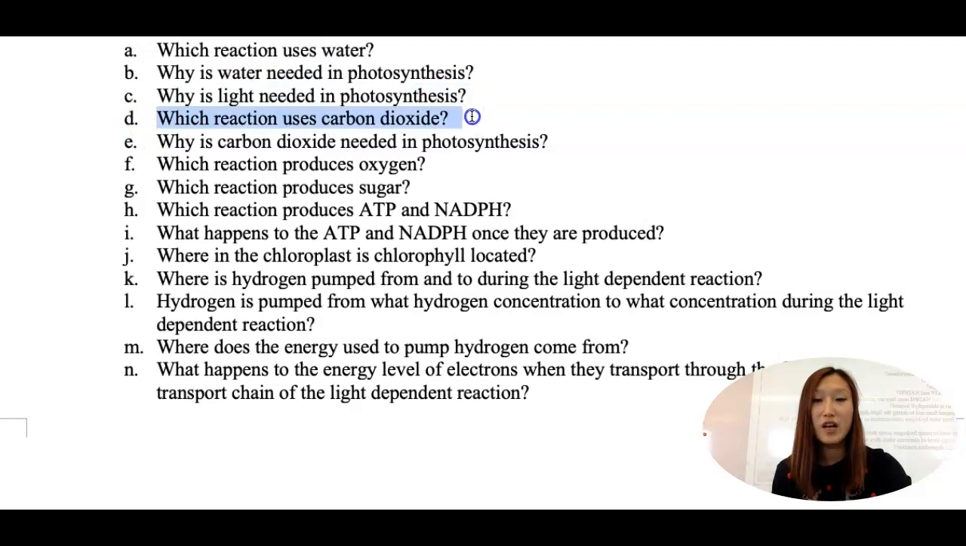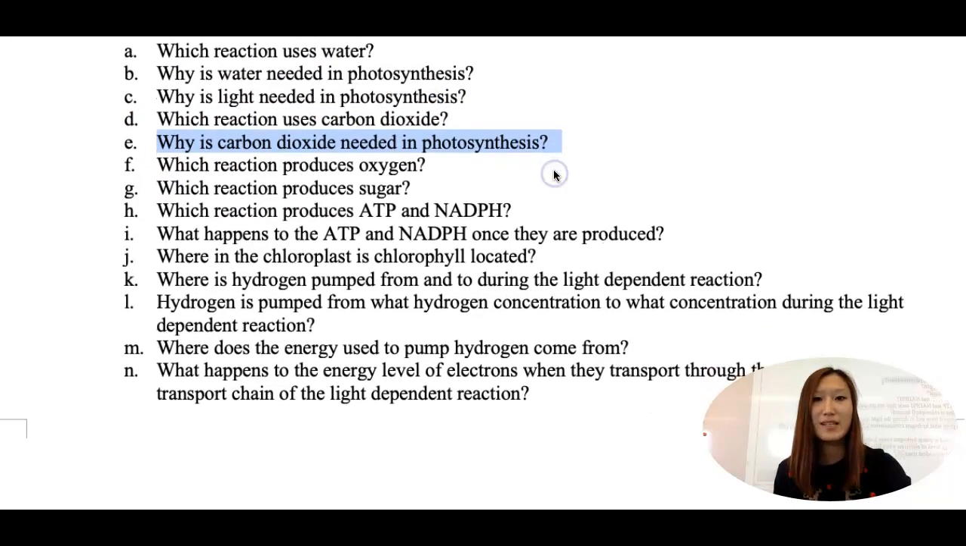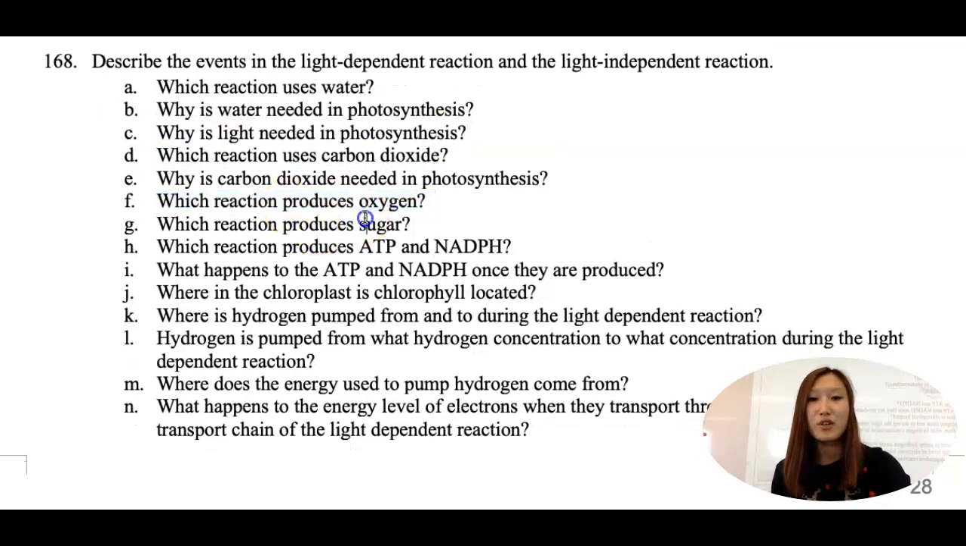Which reaction uses carbon dioxide? That will be the light-independent reaction. Why is carbon dioxide needed? It's used to form glucose, because glucose has carbon in it as well. Which reaction produces oxygen? That will be light-dependent. Produces sugar, light-independent. Produces ATP and NADPH, light-dependent. What happens to them? Once they're produced, they go to the light-independent reaction to power the production of glucose from CO2.